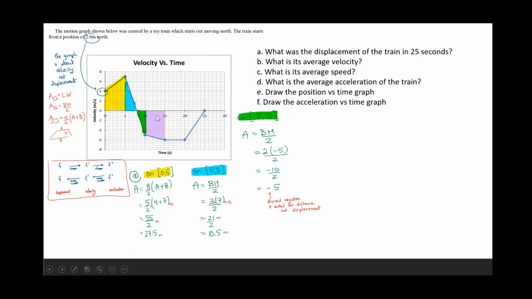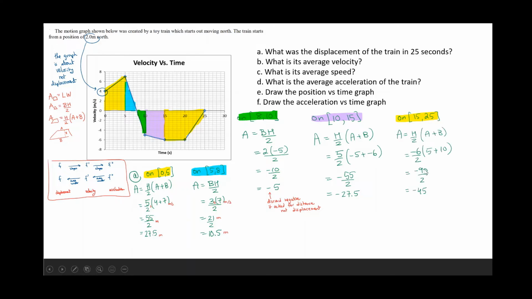Next region, we have a trapezoid. And using those calculations, you'll find this. So at any point, you can pause the video to verify my calculations. And the last one, I could have done this with a rectangle and then a triangle. I just went with one more trapezoid, and we have this negative 45.